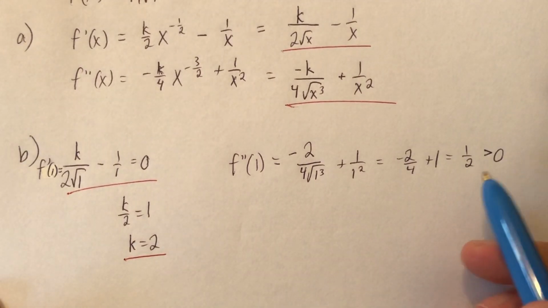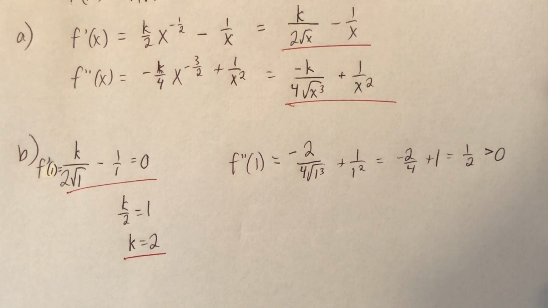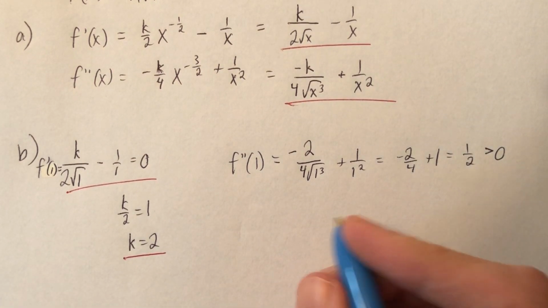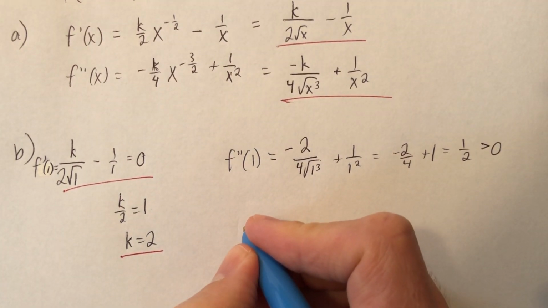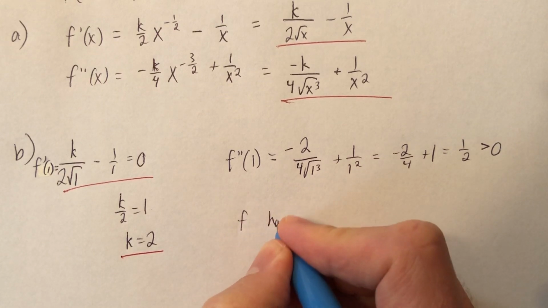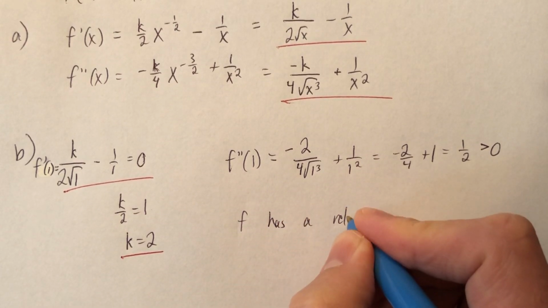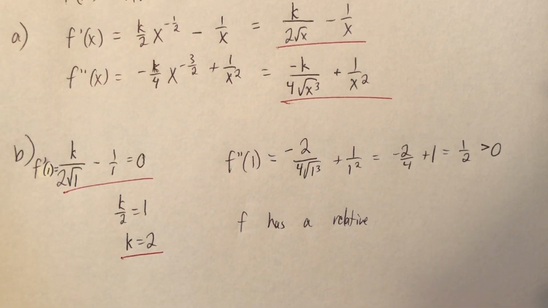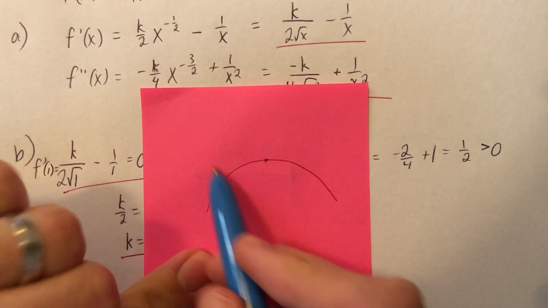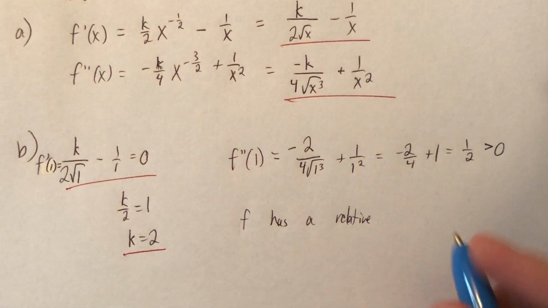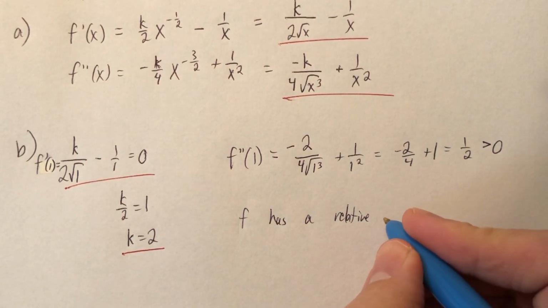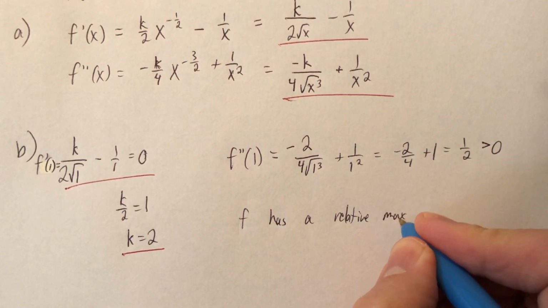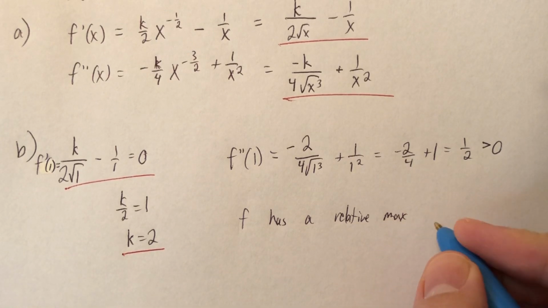It might be good to continue your thinking by saying, oh, it's positive. And so here we go. Let's write it out. F has a relative, may not be the absolute, but within its own little region it's the highest point. Maybe there was something else over here we didn't see. F has a relative max.